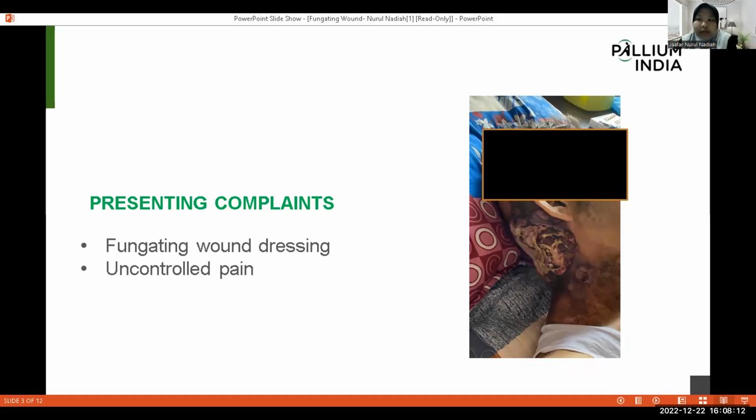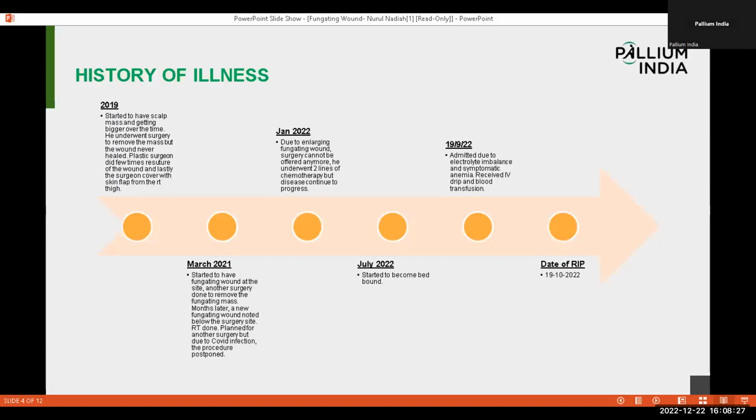I need to see the history of the patient. So this patient was diagnosed in 2019 when he started to have a scalp mass, and it kept getting bigger over time. He underwent a few surgeries to remove the mass, but the wound never healed.